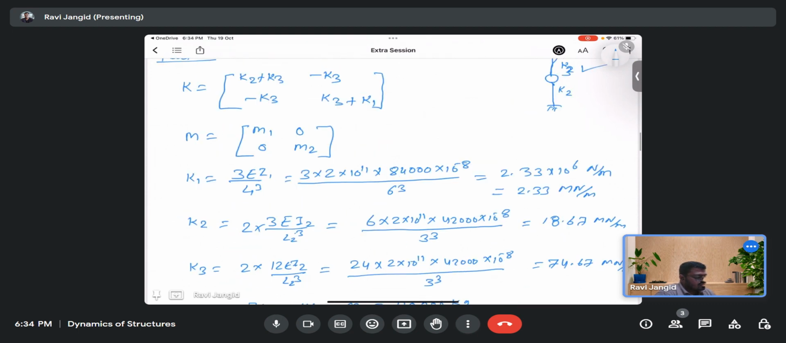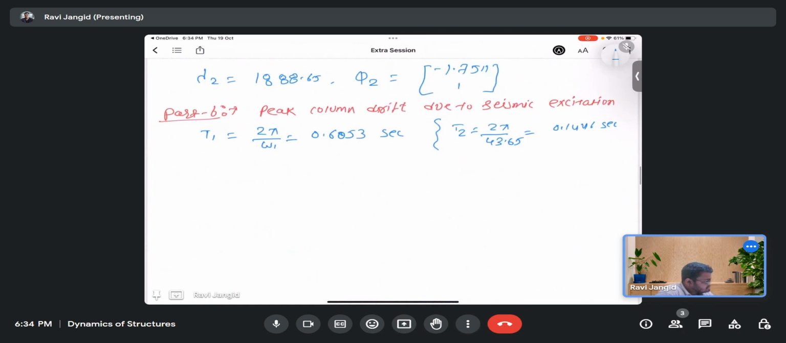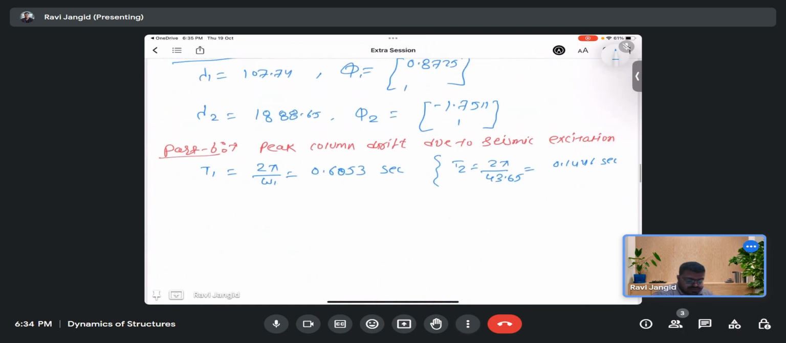Okay, so if we go from the spectra, our S1 was 0.5 by T1, so that becomes 0.5 by 0.6053, also multiplied with the g.